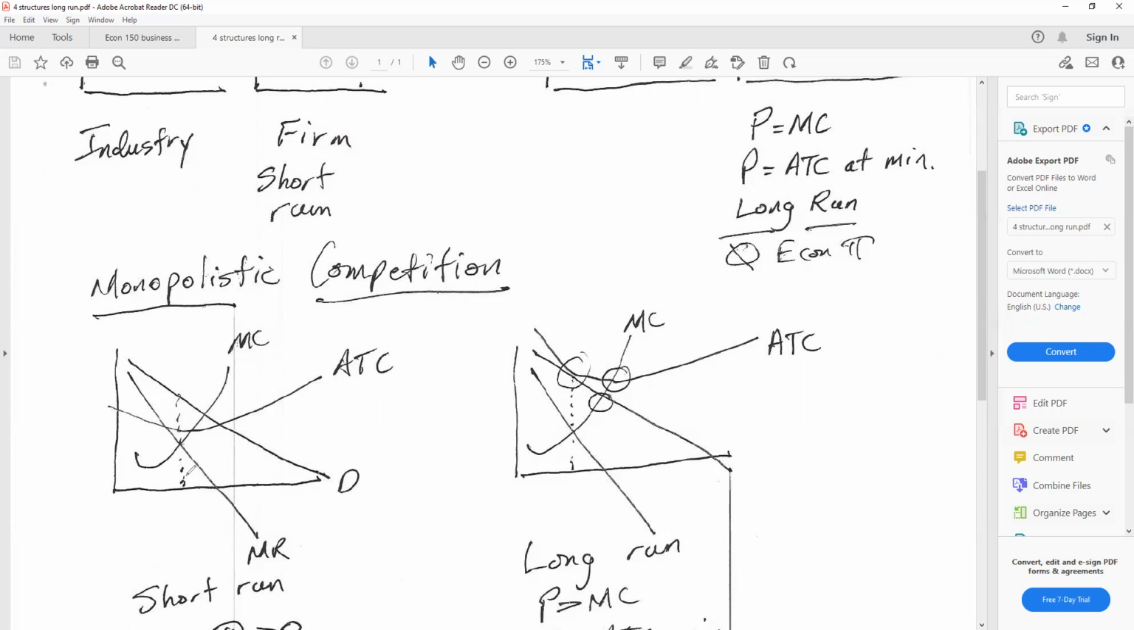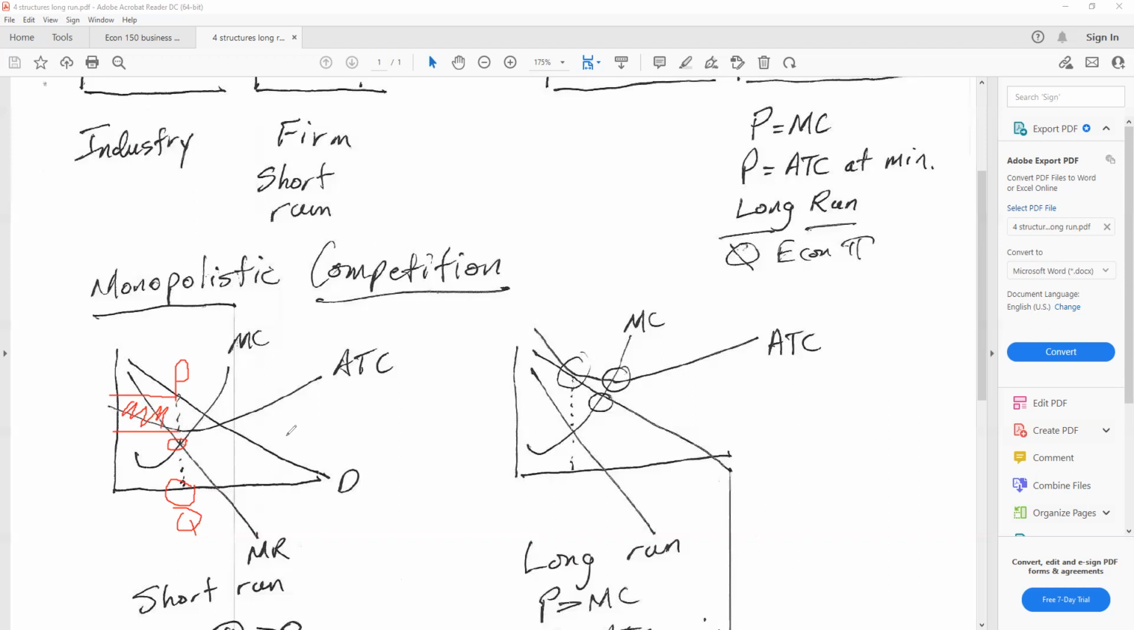The profit maximizing rule still applies. It's going to be where marginal revenue equals marginal cost. We have a vertical line that goes down to the horizontal axis that gives us our profit maximizing level of output. And we take that up to the demand curve, and that gives us the price for monopolistic competition. Now, in the short run, there is profit because price is above average total cost, so they're earning economic profit.